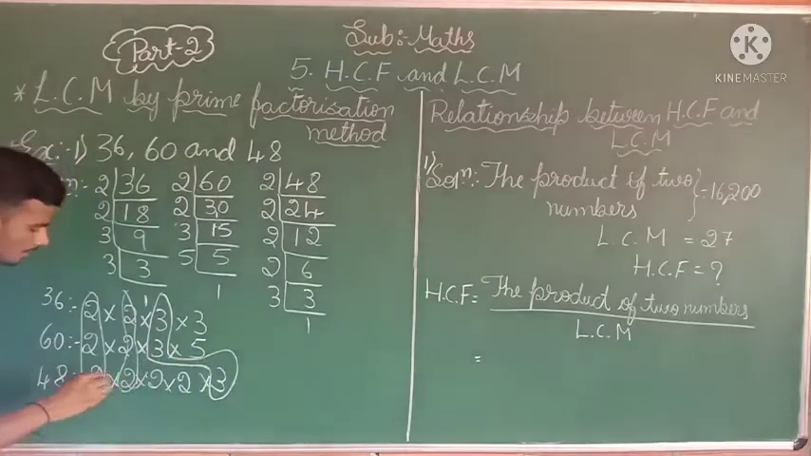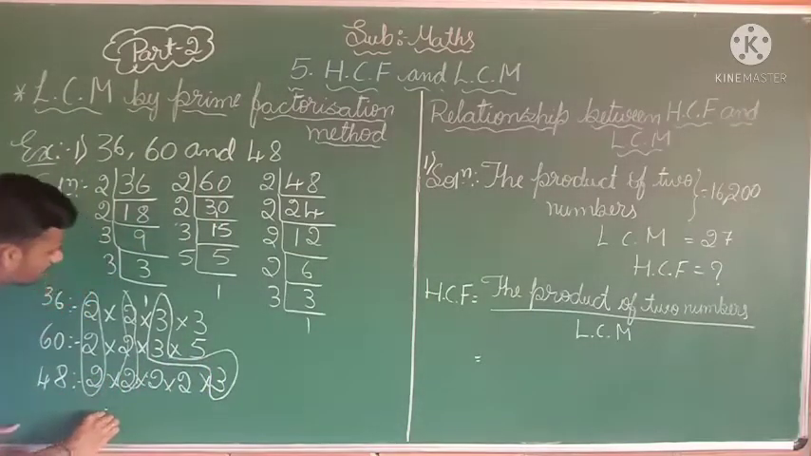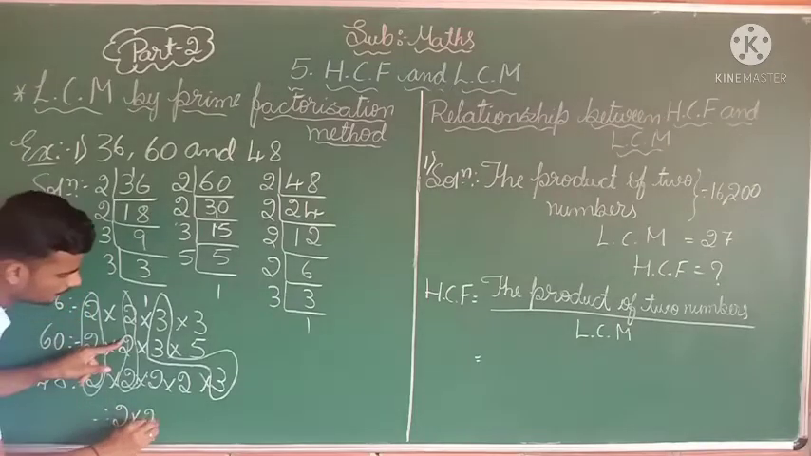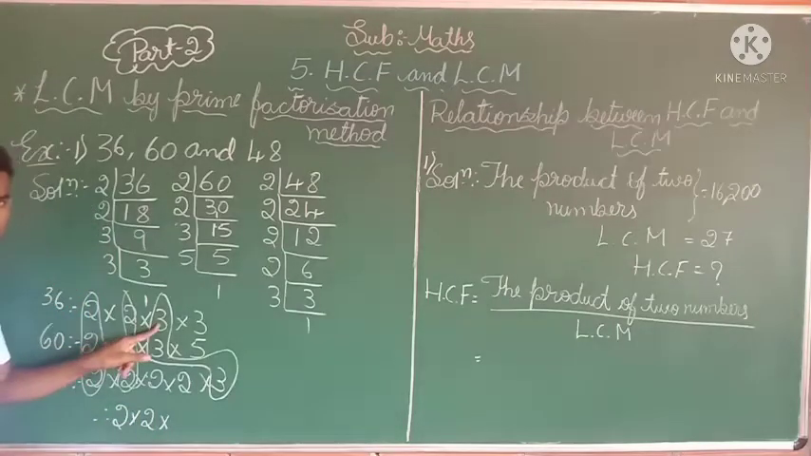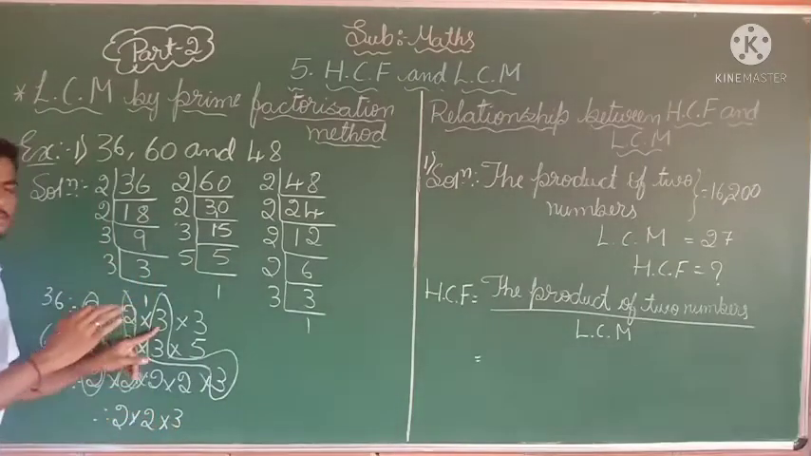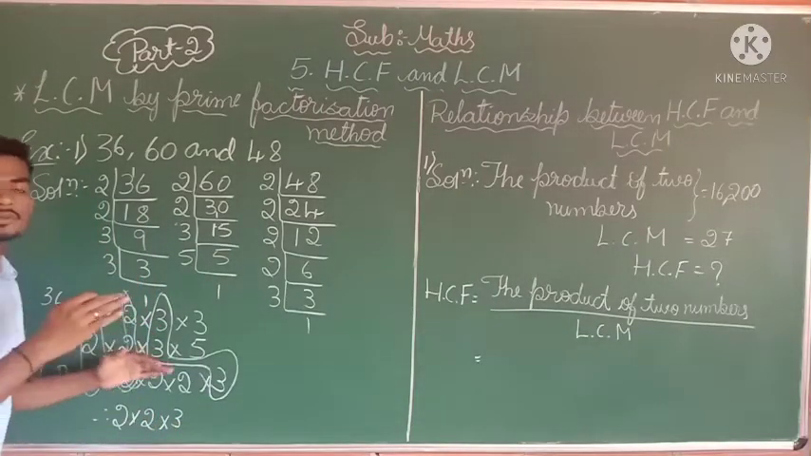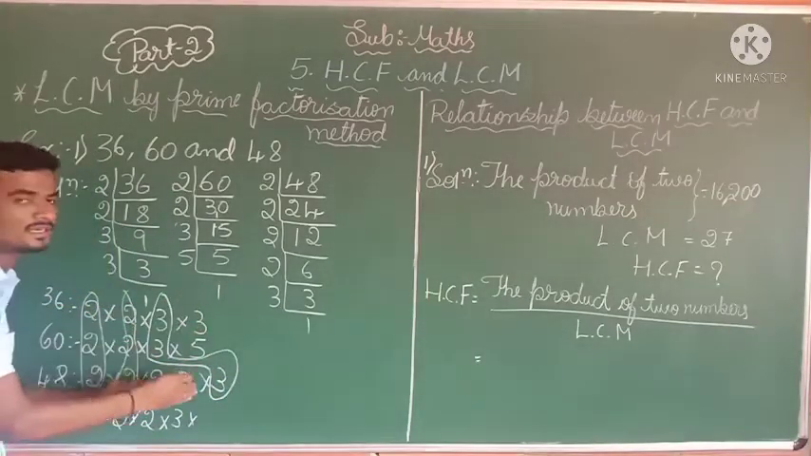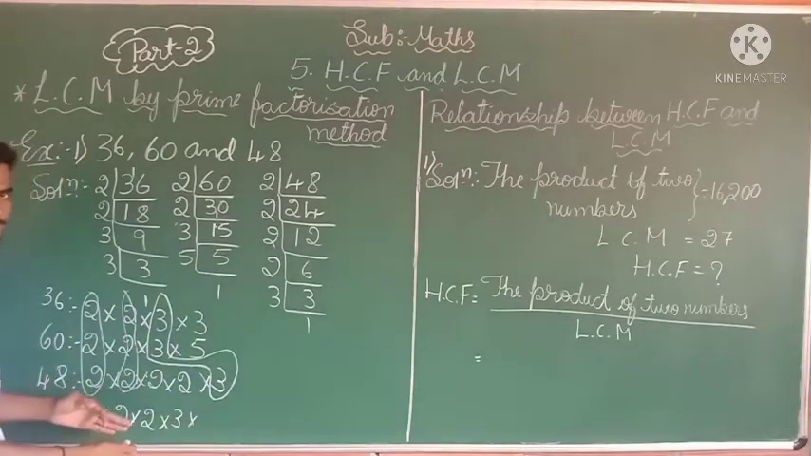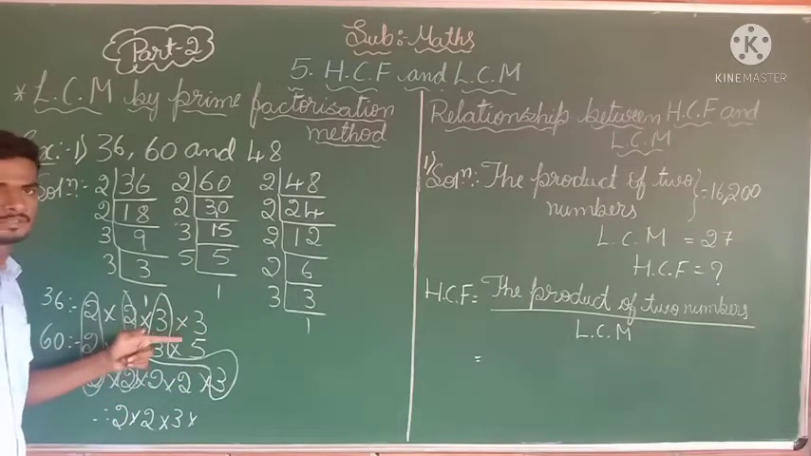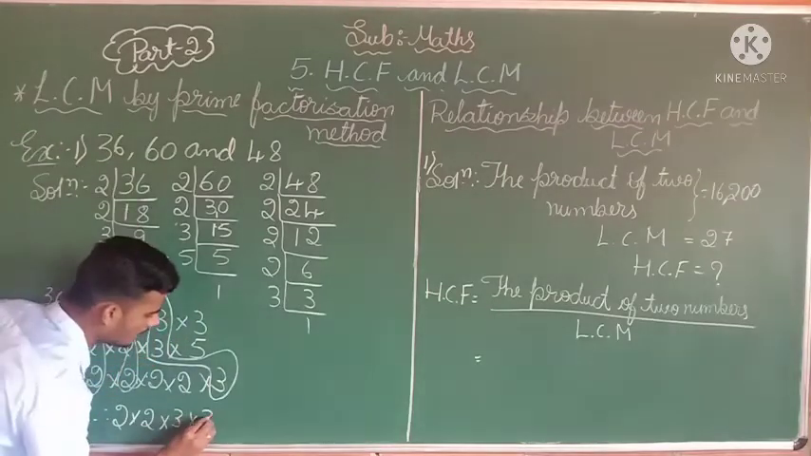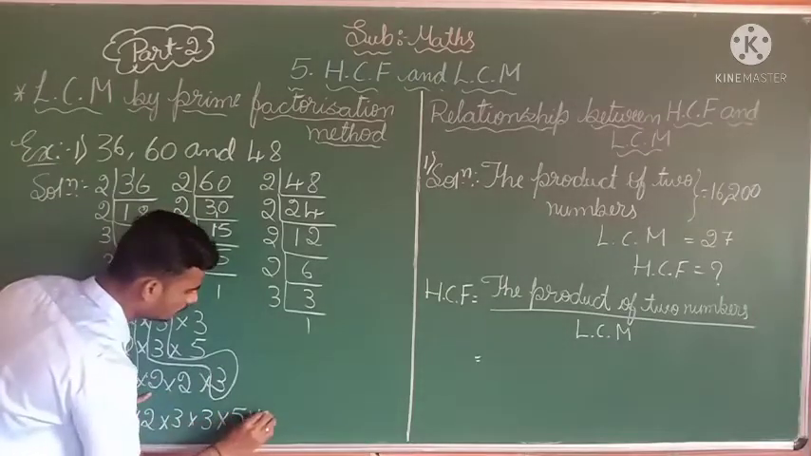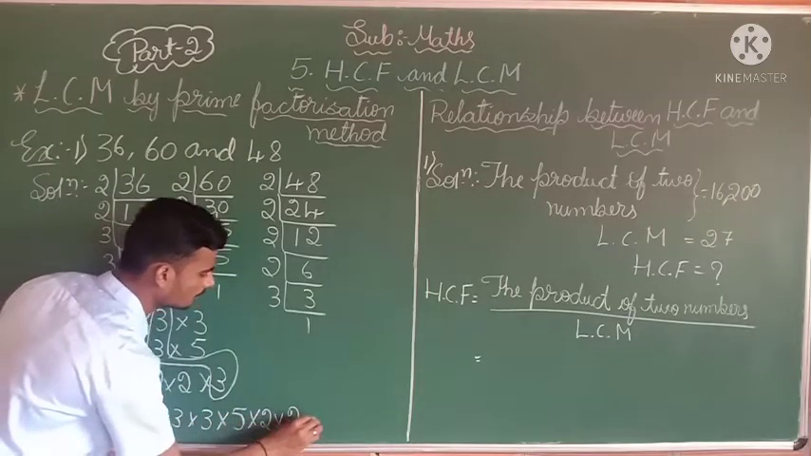Now what we have to do? First you note down all the common numbers here. Therefore 2 into 2 into 3. Okay. Now the common numbers we have written. Now we have to write the uncommon numbers. What are the uncommon numbers that remain here? Those all you have to note down here. That is 3, then 5, then into 2 into 2.